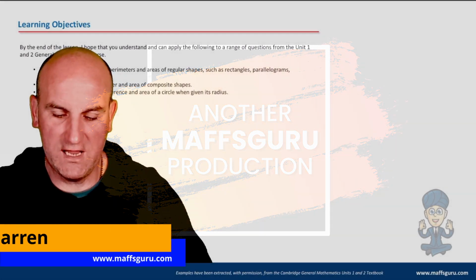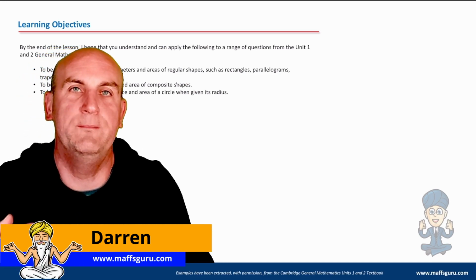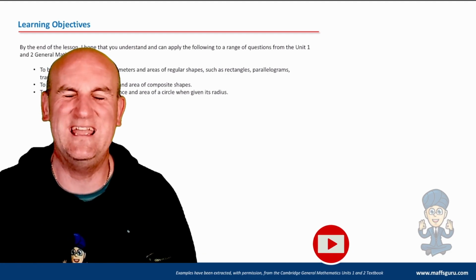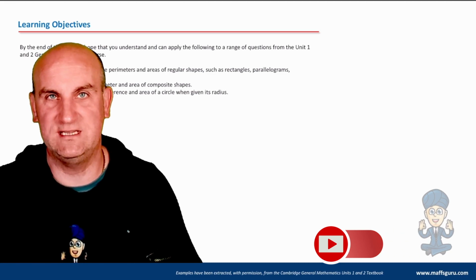Hi guys, and welcome to my video on perimeter and area. Now I'm going to say it's for the General Maths 1-2 course in Australia, but pretty much perimeter and area is in Maths from about Year 4. And we're just going to recap it because it is important.